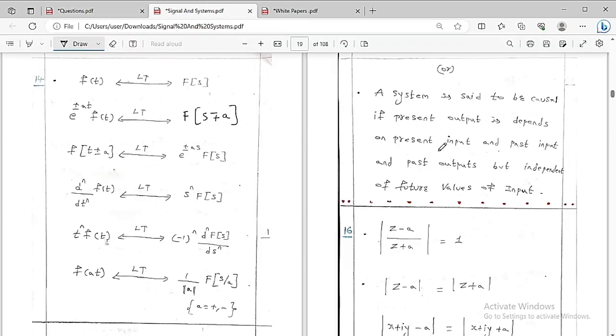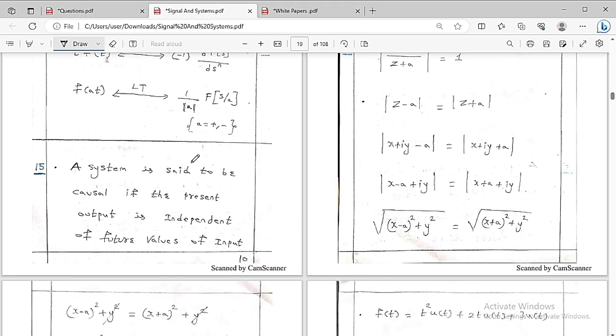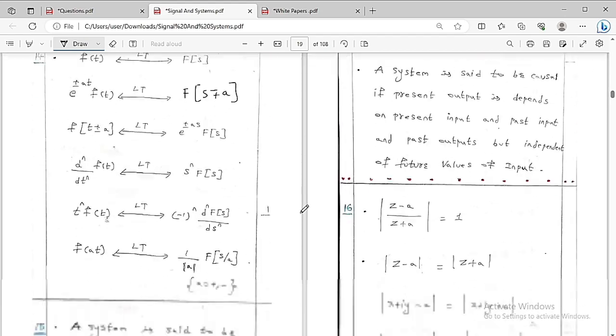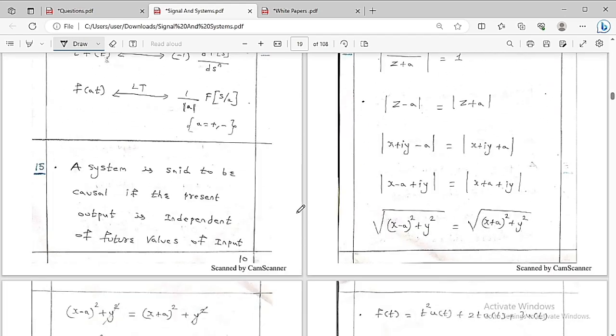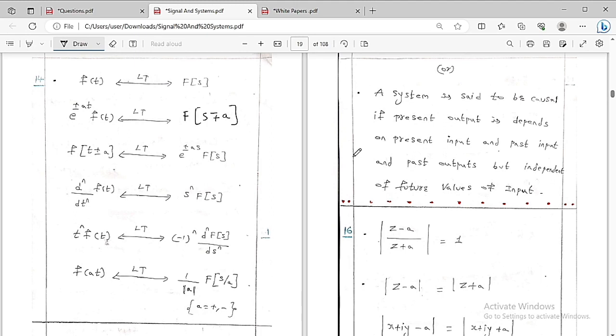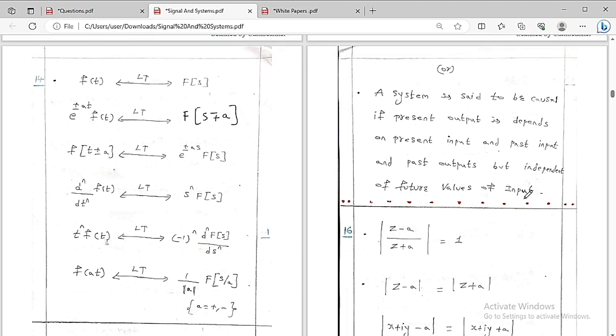So now we'll discuss something more about this one. A system is said to be causal if the present output is independent of the future values of the input. I already told you, a system is said to be causal when the present value of the output is independent of the future values of the input. Or we can say a system is causal if the present output depends on the present input and the past input as well as the past output, but is independent of the future values of the input. We can say it any way. So finally, I can say only one thing.